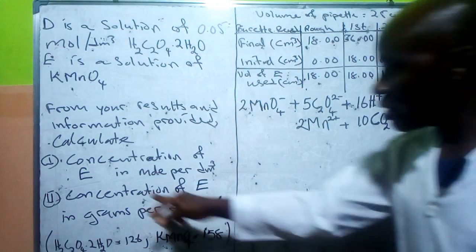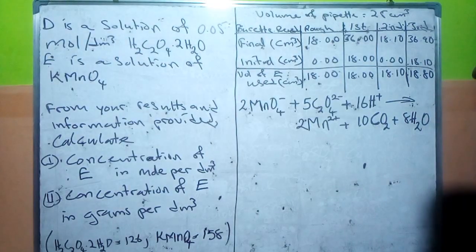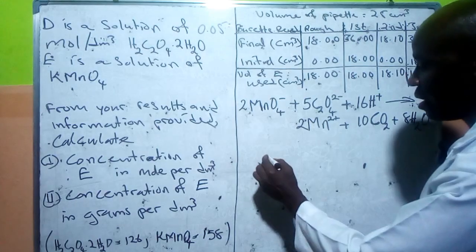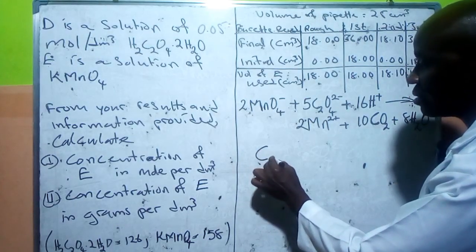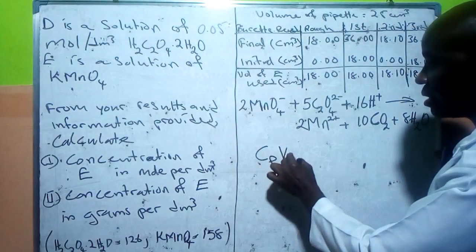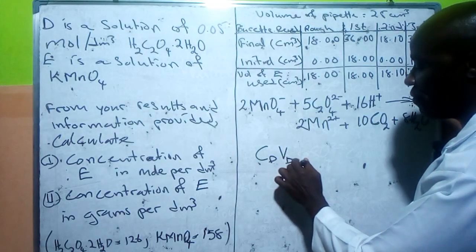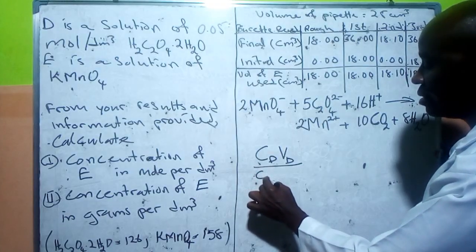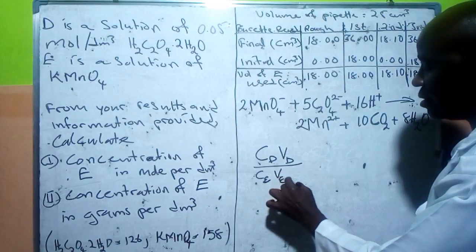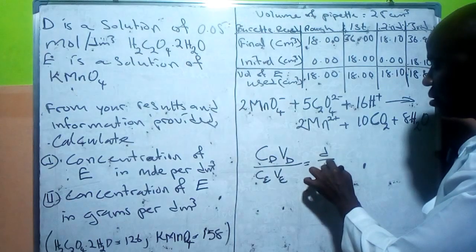Now the first question says concentration of E in mole per dm cube. To get the concentration of E in mole per dm cube, we use our normal formula, which is CD times VD over CE times VE equal to D over E.